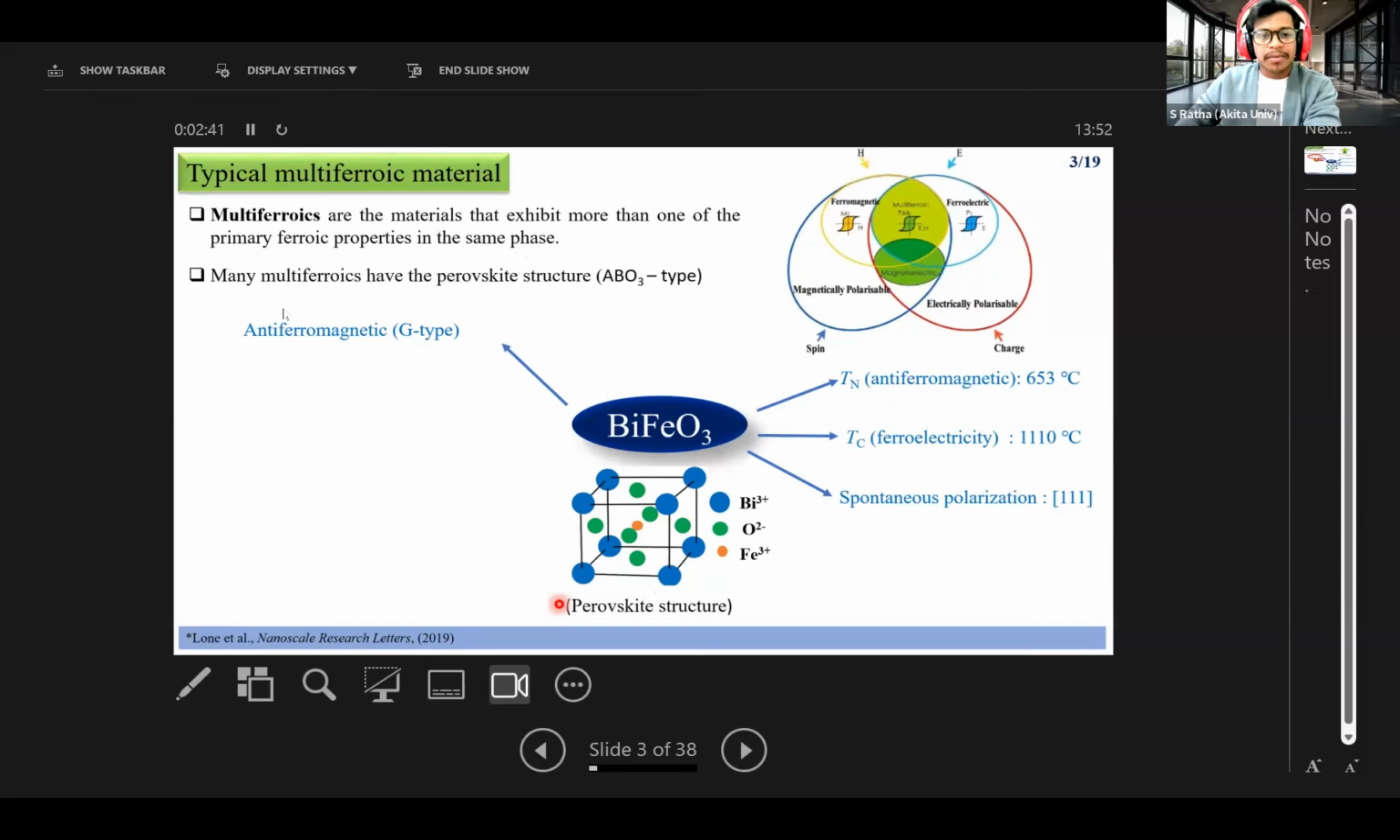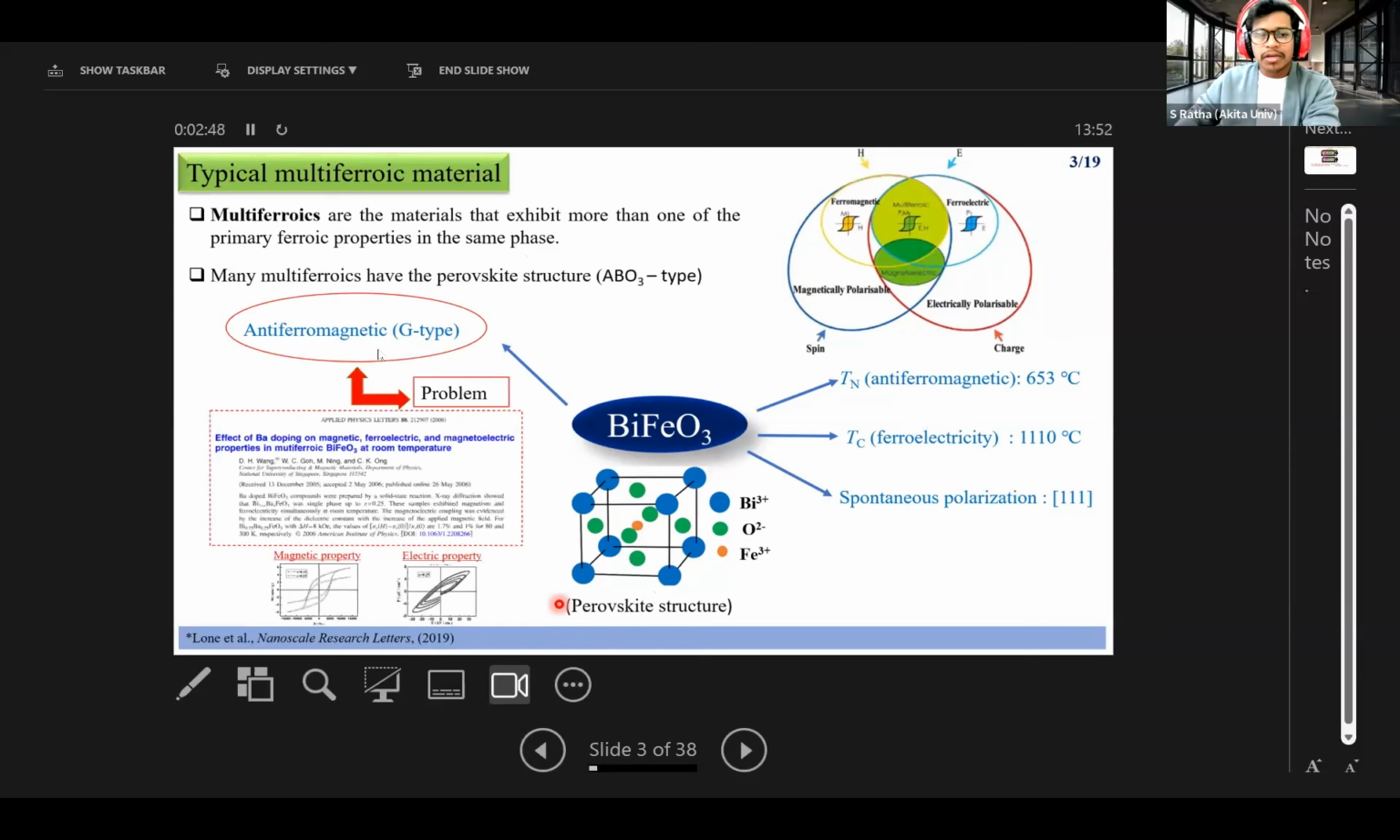But there is one problem, it shows antiferromagnetic G-type structure, which is really a problem for this type of device application. But we came across some papers where they substitute a few elements and could enhance the magnetic property as well as the electric property. You can see these hysteresis loops are the signatures of the enhanced magnetic property and electric property.